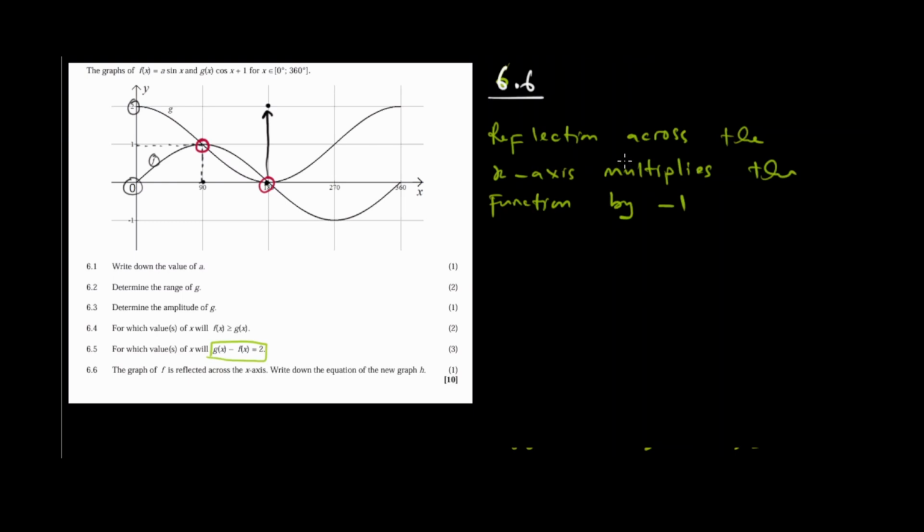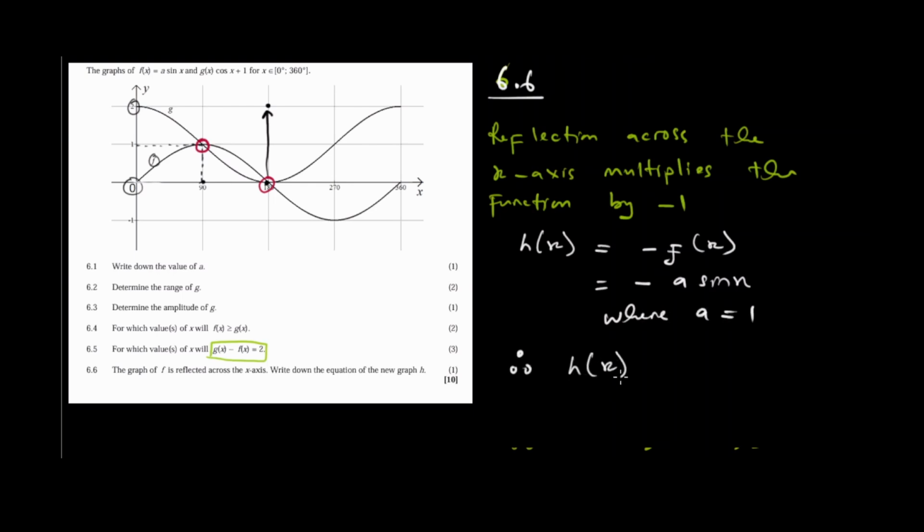So what does this statement translate to? Reflection across the x-axis, and this is the x-axis. It's going to multiply the function by -1. This simply means h of x is equal to negative function of x. We are going to substitute the function of x part, so it's negative a sine of x. We know that a is 1. Therefore, h of x is equal to minus sine x, and this would be the final answer. So I was rushing through this question, but I hope I was explaining sufficiently well.